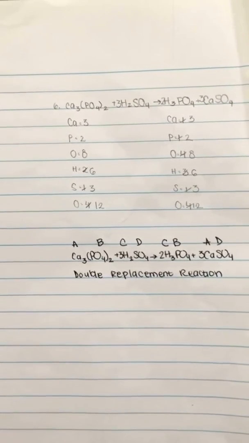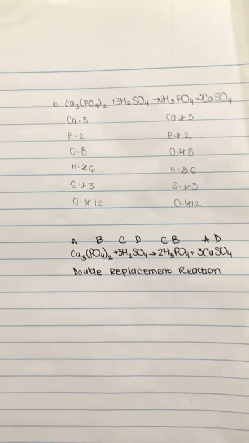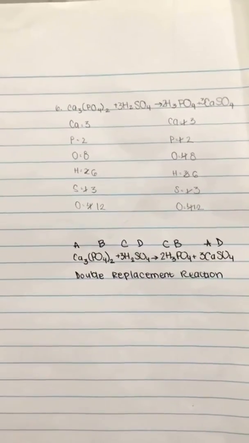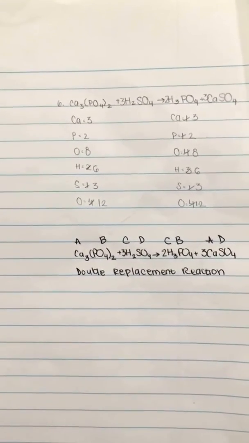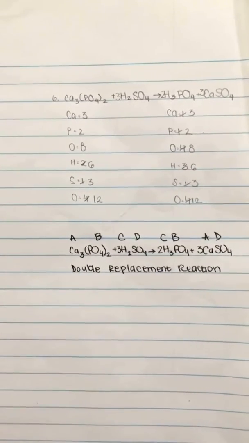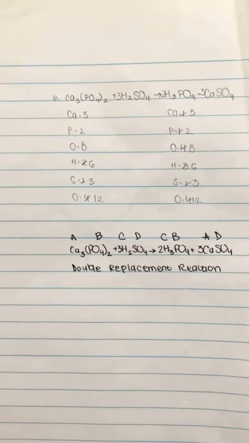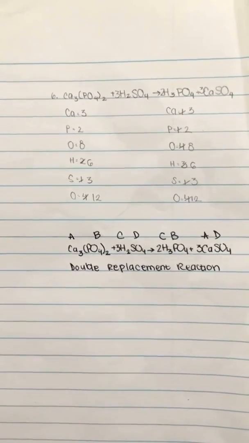So we could label each of the compounds on the reactant side and see how they changed while looking at the product. So we just simply labeled each of the compounds as A, B, C, and D. And on the product side, we could see that the hydrogen and the phosphate were all mixed up in the pattern of CB plus AD.